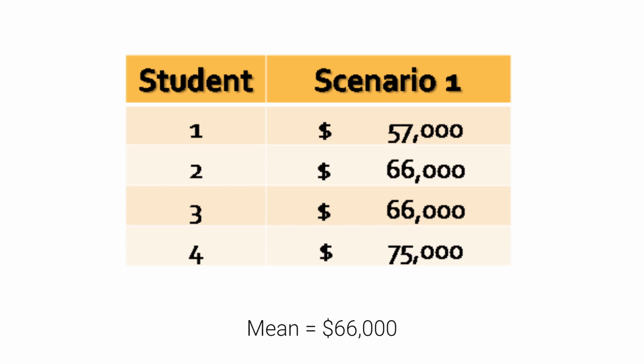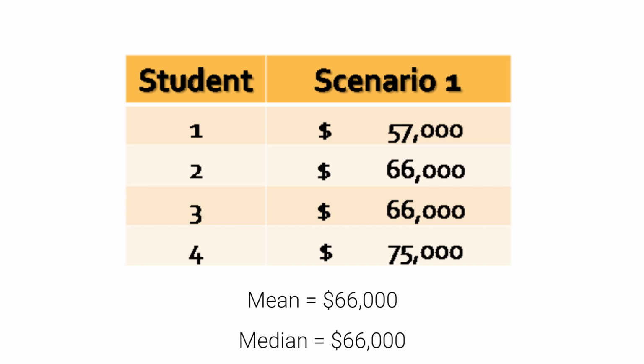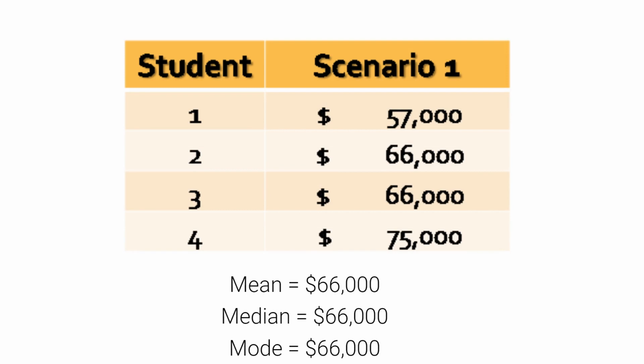The median would be the number in the middle of the distribution after the scores have been sorted from highest to lowest. In this case, we have an even number of scores, so we would compute the median by finding the 2 scores in the middle of the distribution and dividing them by 2, which also gives us $66,000. Finally, the mode is the most frequently occurring number in the distribution, which also turns out to be $66,000. It is not uncommon that in normally shaped distributions the mean is equal to the median, which is equal to the mode, or that the values are close together.